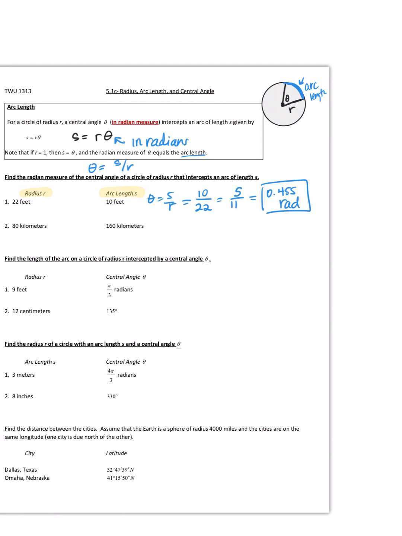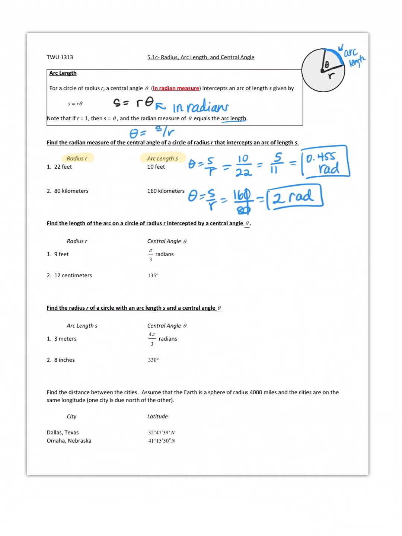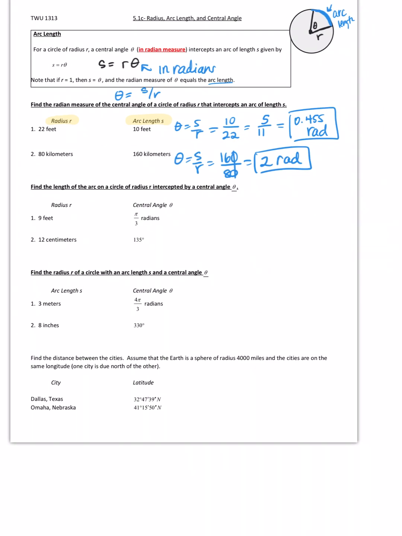So look at number 2. Pretty straightforward. Same idea. Theta is S over R. So it's 160 kilometers over 80 kilometers. So our units cancel out, and that's really nice and easy to radians. All right? Look at the next section. Find the length of the arc on the circle, that is S, given a radius R and a central angle of theta. So they're changing up the givens, aren't they?